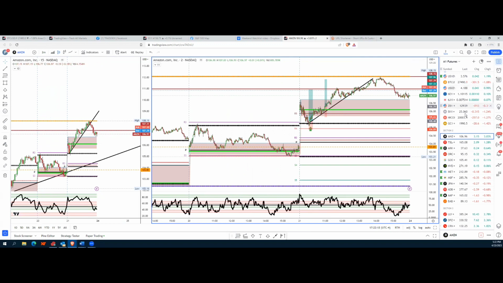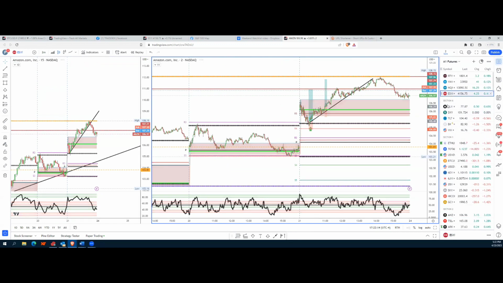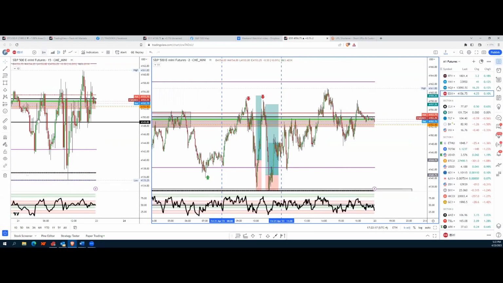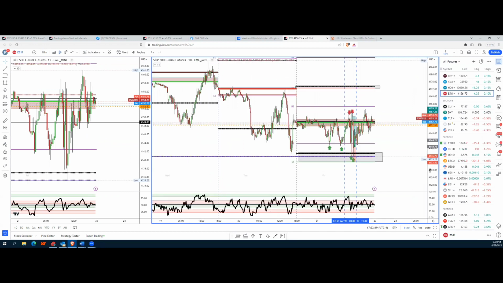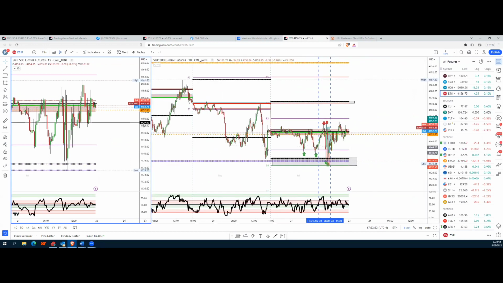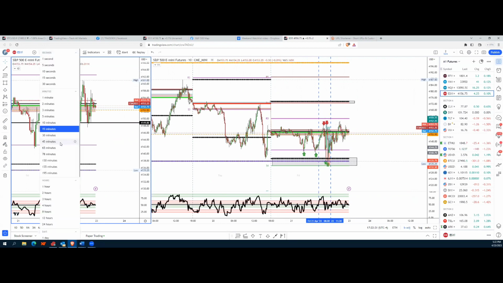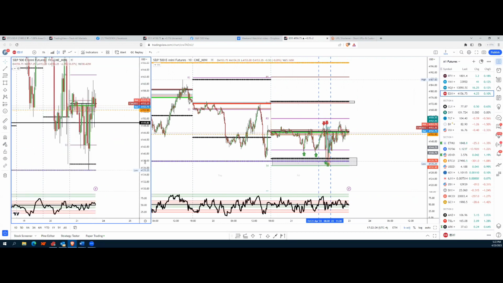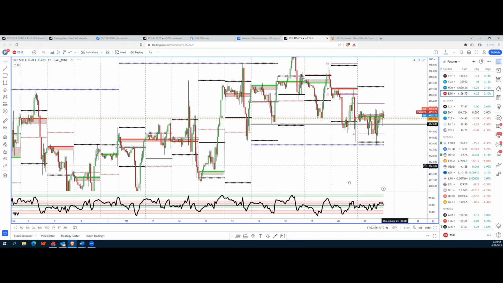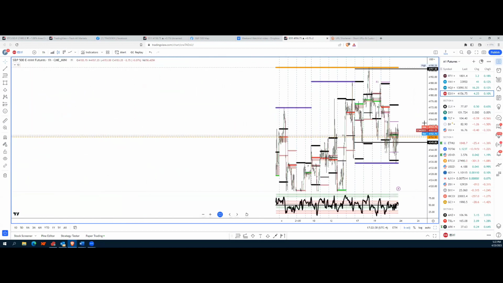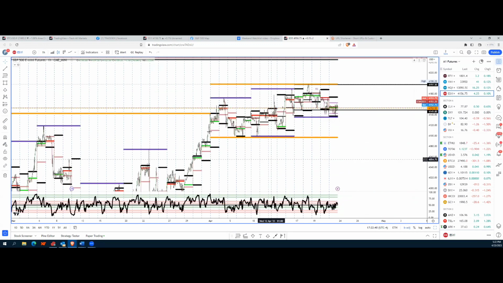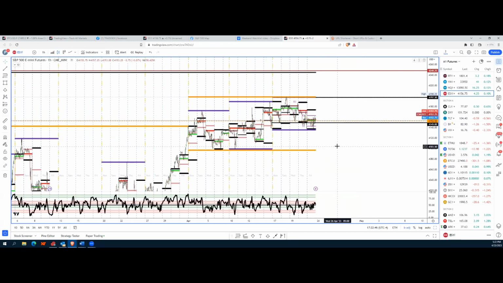So what I love about this process, let's wrap it up, is that when we come in every day, we've done our homework. We look at that 60-minute. I showed you how we break it down. I squeeze up the 60-minute. And what I'm looking for is, do we have expansion, consolidation, expansion, consolidation? Right now we're in consolidation.